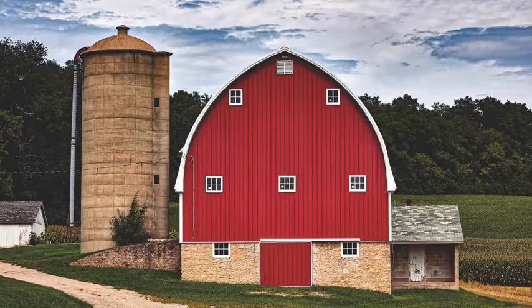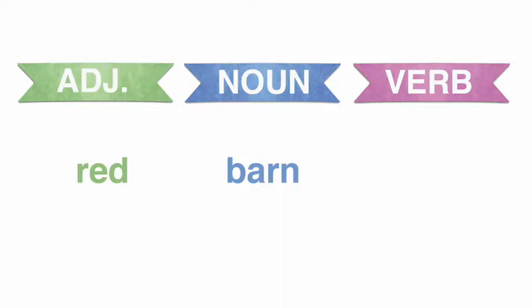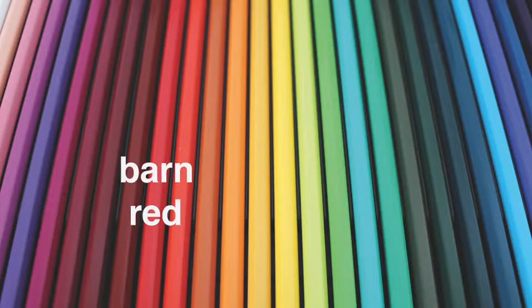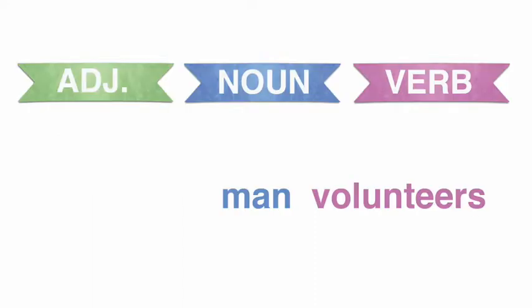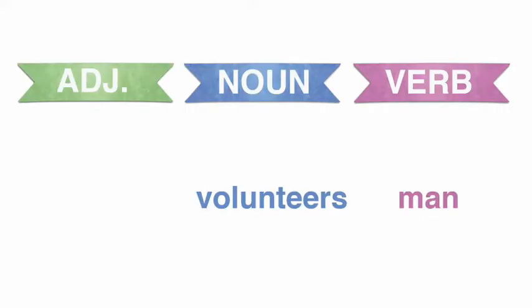This is a picture of a red barn. Red is an adjective, barn is a noun. But wait, isn't this color called barn red? Then barn is the adjective, and red is the noun. The man volunteers often. Here, man is a noun, and volunteers is a verb. Volunteers man the phone. Wait, volunteers is now the noun, and man is now the verb.